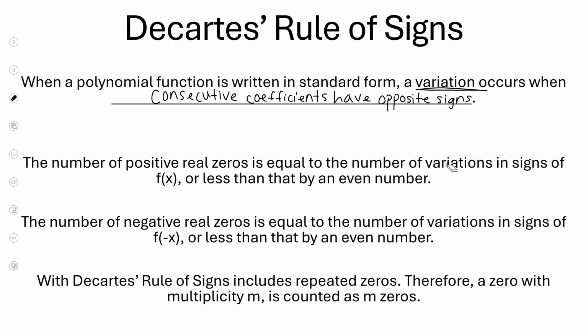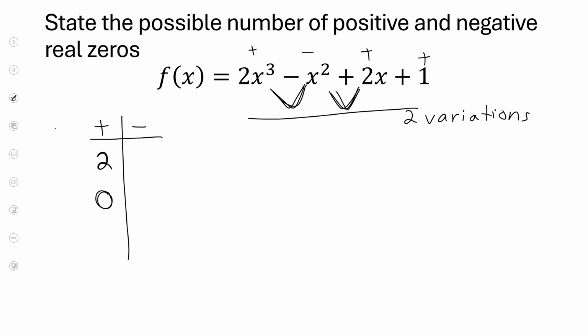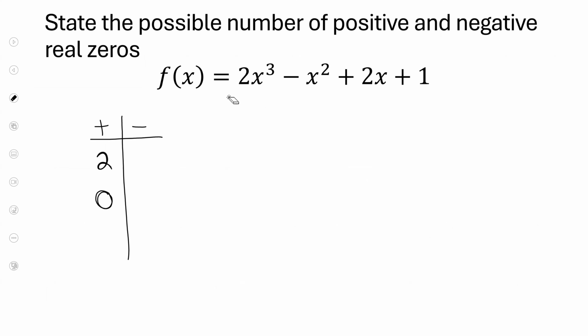Now, it says the number of negative real zeros is equal to the number of variations in signs for f of -x, or less than that by an even number. It basically says the exact same thing, except one is f of x, and the other one is f of -x. So guys, we're not using this function anymore. We're going to plug in a -x. So we're going to do f of -x.